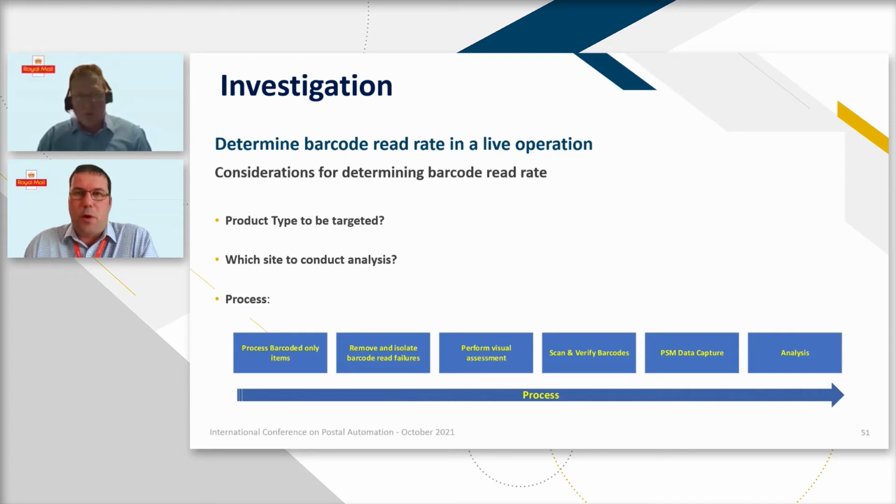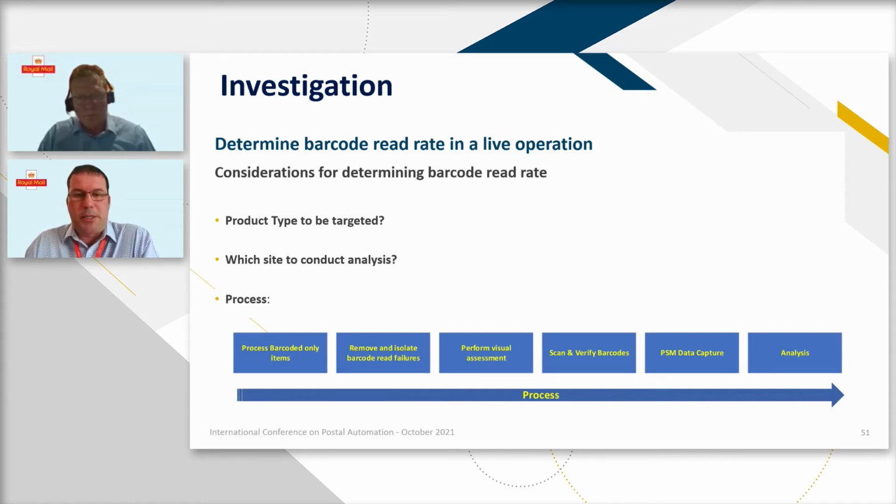We then determined what kind of process we would follow to capture the information and subsequently analyse it, which is shown at the bottom of the slide. Firstly, we would process barcoded items only on the live mail stream using our Track 48 product type. We would remove and isolate the barcoded items that had been deemed to be read failures, and then perform a visual assessment of these items, determining whether the label was damaged, whether it was poorly printed, etc., which we'll come into a bit later.